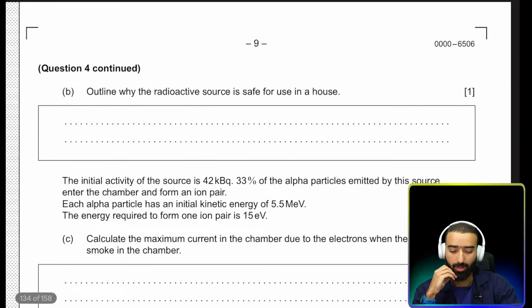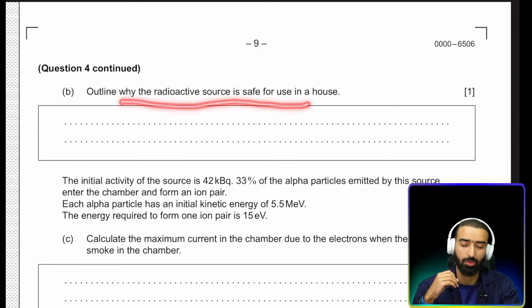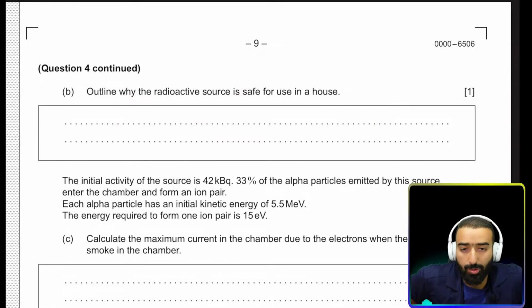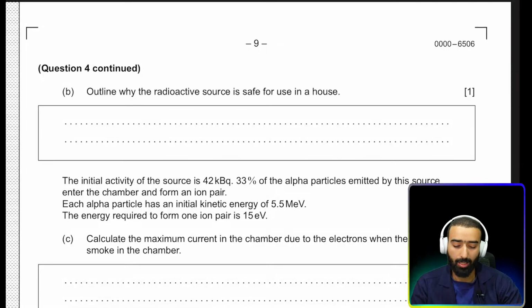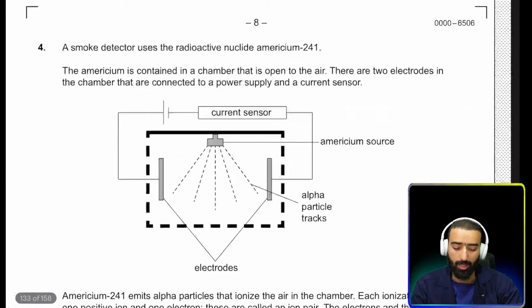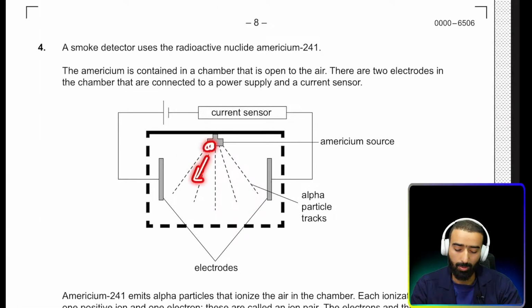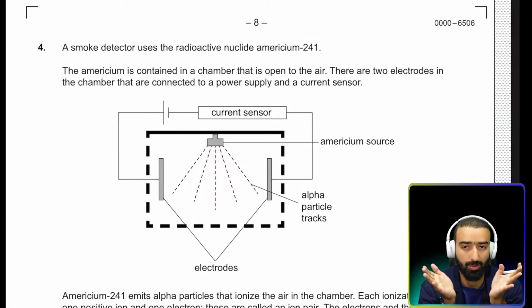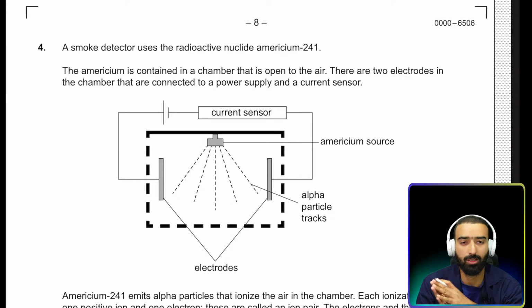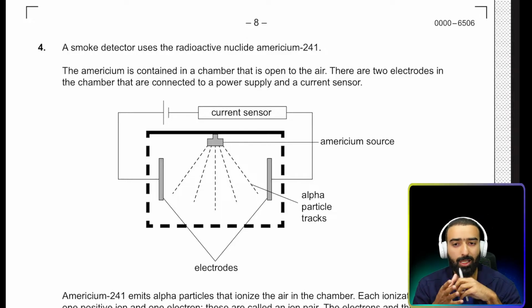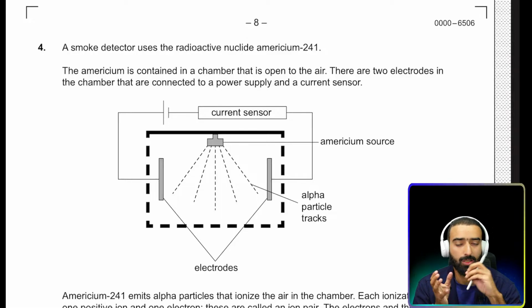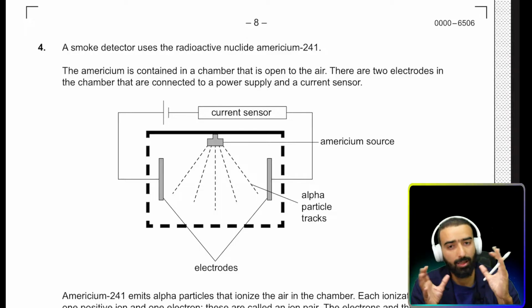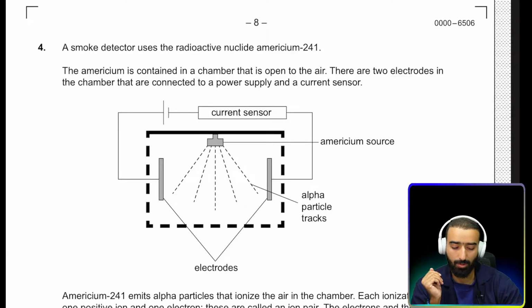Okay, let's move on. Outline why the radioactive source is safe for use in a house. Problem here is we're using a radioactive material that's emitting alpha particles. How come this is safe to use in our homes? The answer is that alpha particles have a very small penetration power. So they travel a couple of centimeters in the air and stop. So this, therefore, is safe.